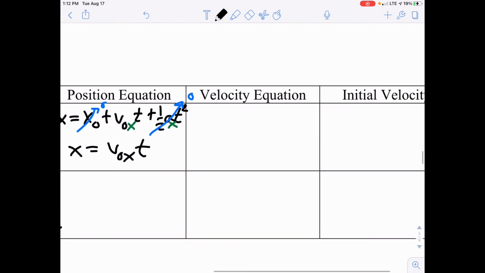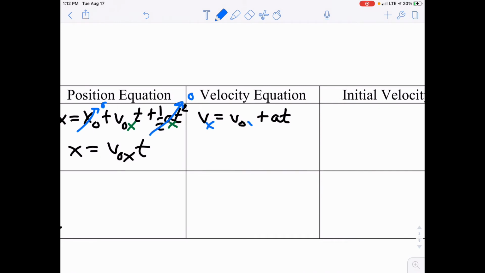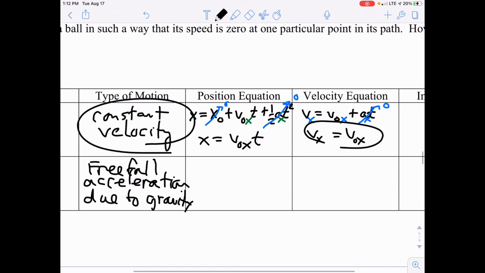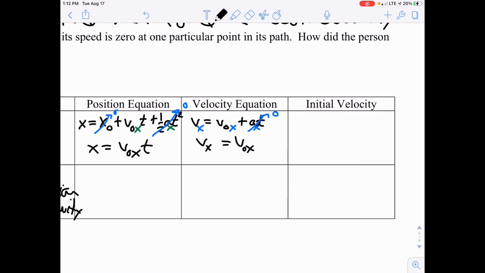The velocity equation is going to be v equals v naught plus at. And again, we're going to put little subscripts here: v in the x direction, v naught in the x direction, a in the x direction, which is still 0. So what that tells us is the velocity in the x direction is the same as the initial velocity in the x direction. Wait a minute, what is this? This is a statement of constant velocity. It's not changing, right?